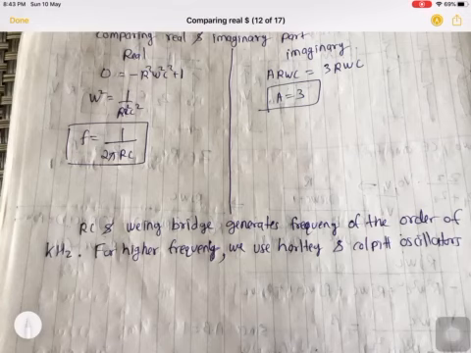Again, comparing real and imaginary parts. On the real part, 0 equals minus R squared omega squared C squared plus 1, which gives omega squared equals 1 upon R squared C squared. In simpler words, f comes out to be 1 upon 2 pi RC. Comparing the imaginary part, A equals 3. This simply means that for a Wien-Bridge oscillator, the gain of the amplifier is 3 and the frequency is 1 upon 2 pi RC.